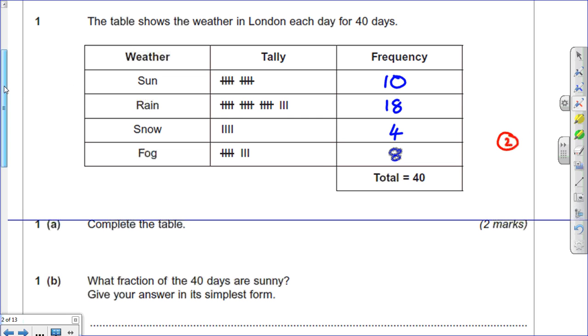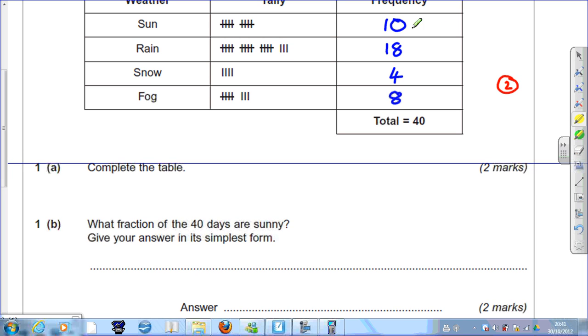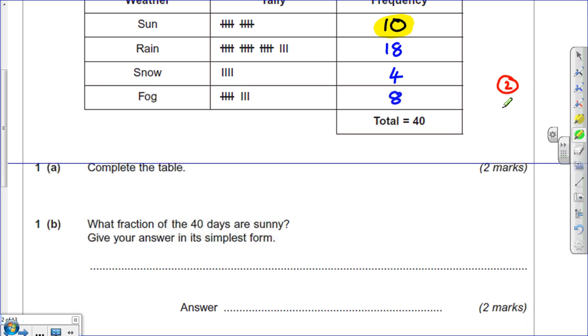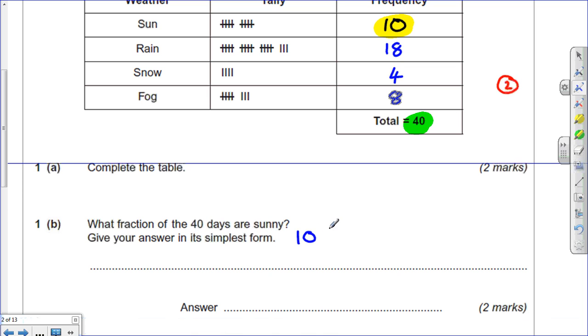Now, what fraction of the days are sunny? 10 days are sunny out of a total of 40. So the fraction that are sunny is 10 out of 40. But it says here, give your answer in its simplest form. Now, it's a calculator paper, so let the calculator do the work.